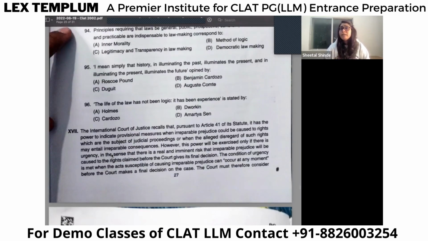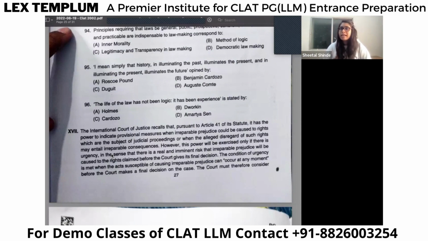95, I mean simply that history in illuminating the past illuminates the present, and in illuminating the present, illuminates the future. Now, Comte, no. Dubois, no. Pound, no. Because sociological engineering, sociological school, all three, A, B, and C, are from the sociological school. So what's remaining now? Cardozo, he's from the realist school, right? Realist school looks towards the future. I told you, right? And that's why the answer is B. Again, very easy.